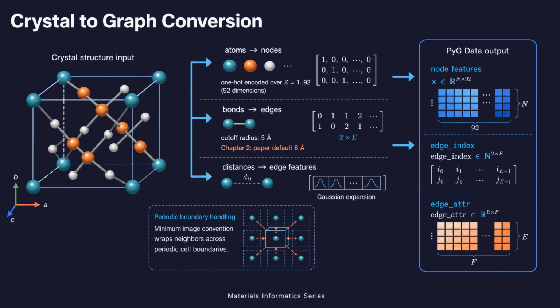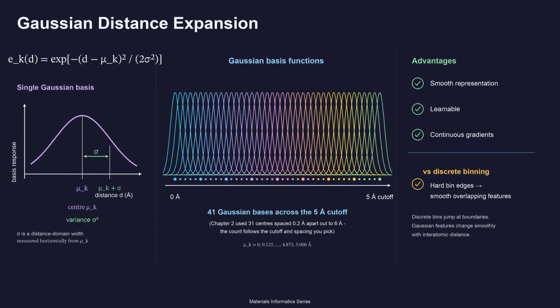Importantly, pymatgen's get_neighbors method automatically handles periodic boundary conditions for crystals. Gaussian distance expansion provides a smooth, learnable representation of distances. The formula computes the exponential of the negative squared difference between the distance and each center, divided by twice the variance. With centers spaced evenly from 0 to the cutoff distance, we get about 40 basis functions. This continuous representation is far more learnable than discrete binning and provides smooth gradients for backpropagation.